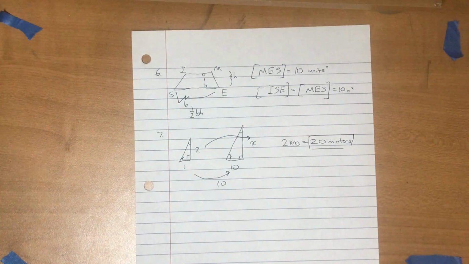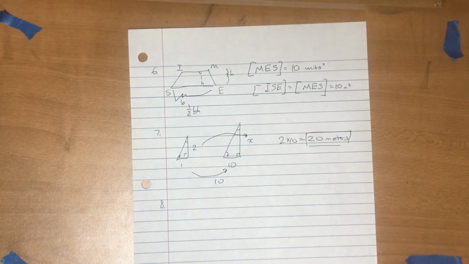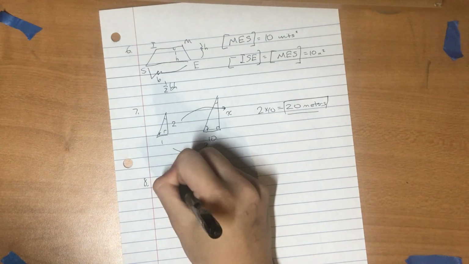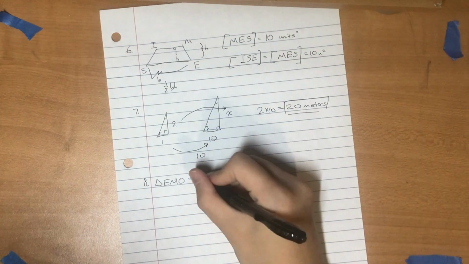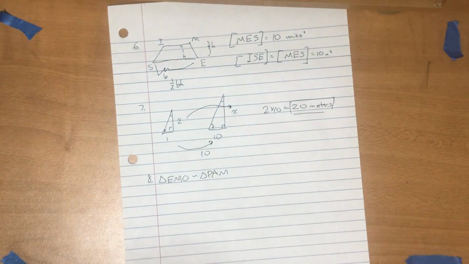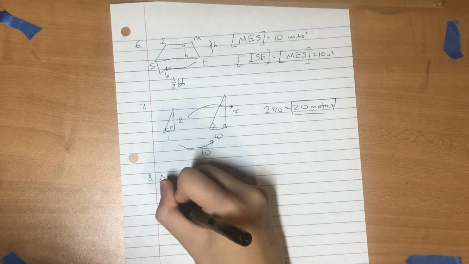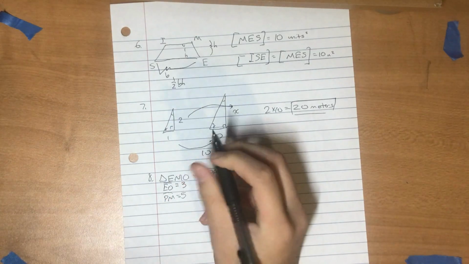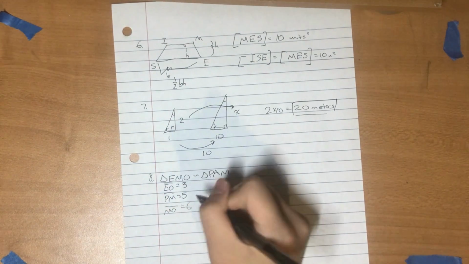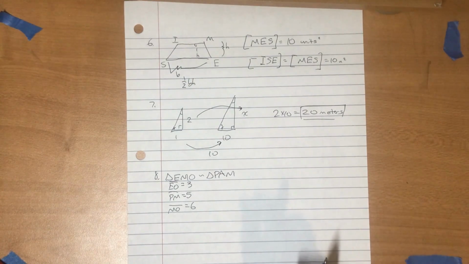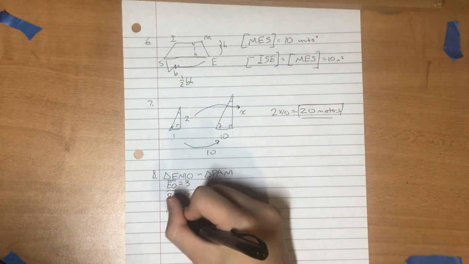Number 8. There was a confusing drawing, but that was literally only there to distract you, because never trust the diagrams that I give you. They said triangle EMO is similar to triangle PAM. They said EO was 3, PM is 5, MO is 6. What is X, given AM is X? Okay.